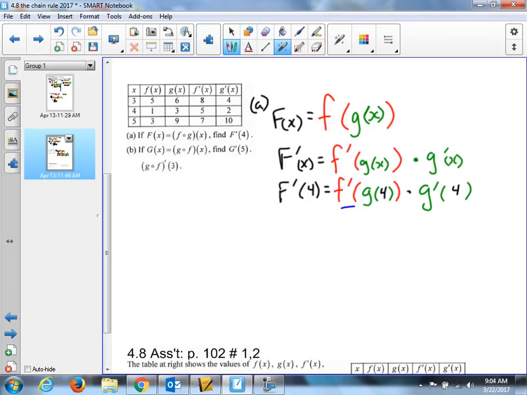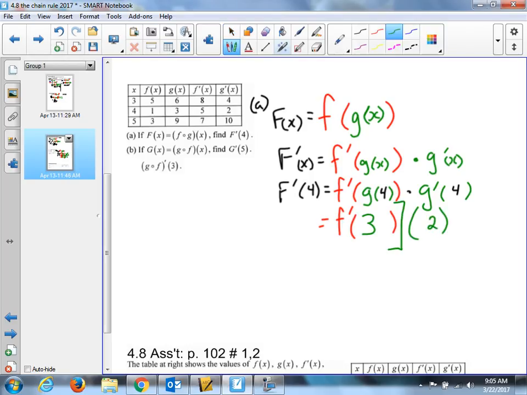How do you evaluate this function, you might be wondering again. I do the inside first, right? So what's g of 4? g of 4 is 3. So this turns into f prime of 3. I looked that up. Why am I getting confused? Now g prime of 4 is 2, so I'll replace that with 2, times 2.